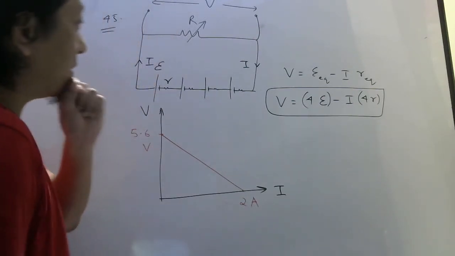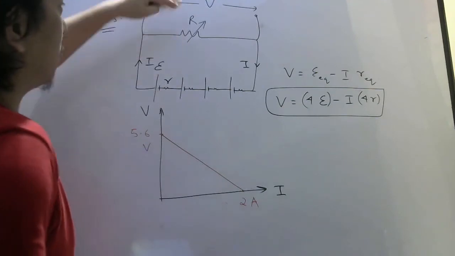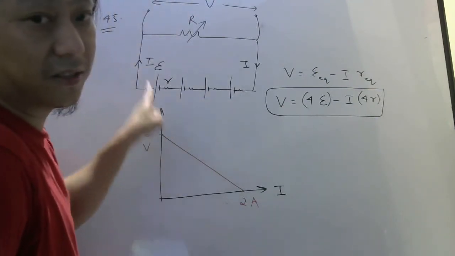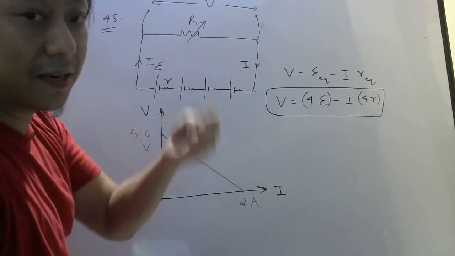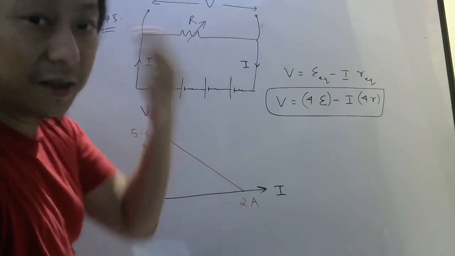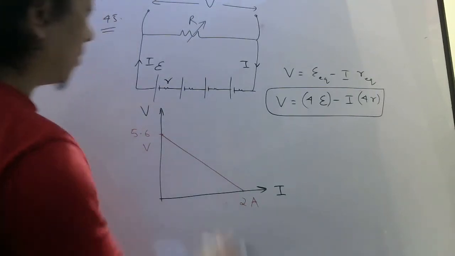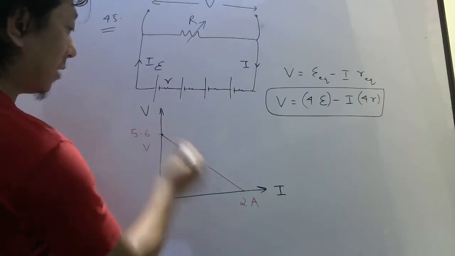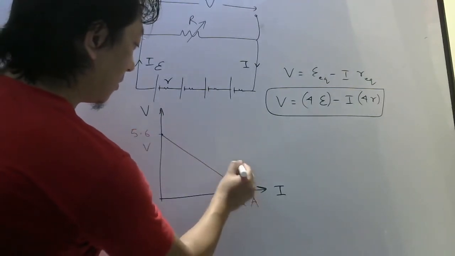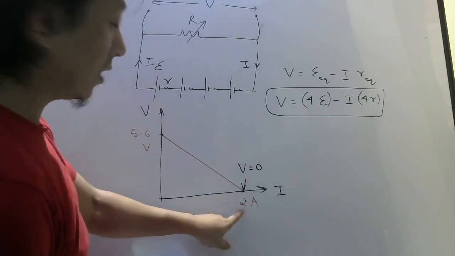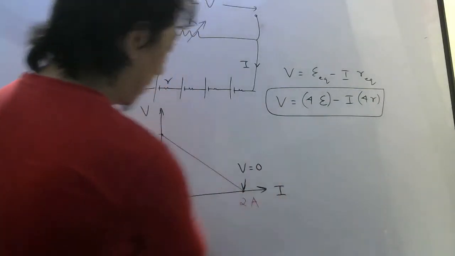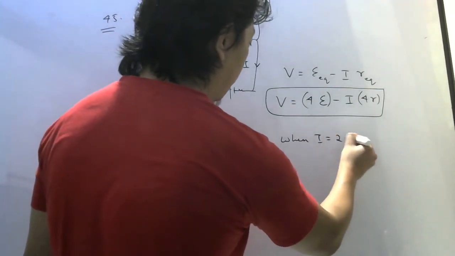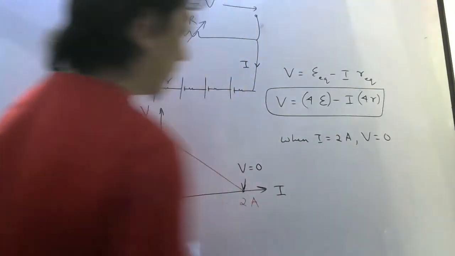So let us try to first find the internal resistance. Okay, so we know when external resistance equals equivalent internal resistance, because more than one cell is there, at that time power dissipation in the circuit is maximum. So look at this point. At this point, what is the current? Current is 0, right? Or at this point, voltage is 0. So voltage is 0 when current is 2 ampere. So from this graph you can see when current is 2 ampere, voltage is 0.